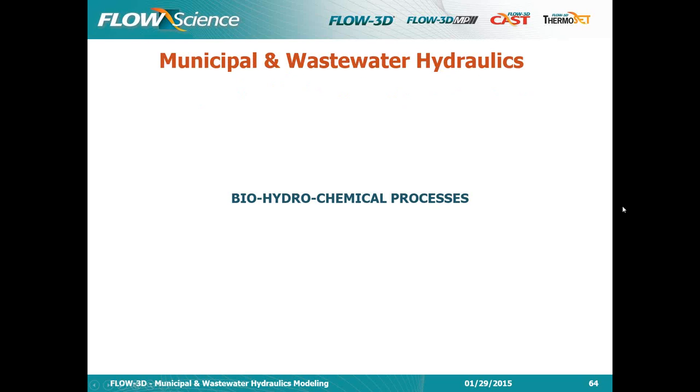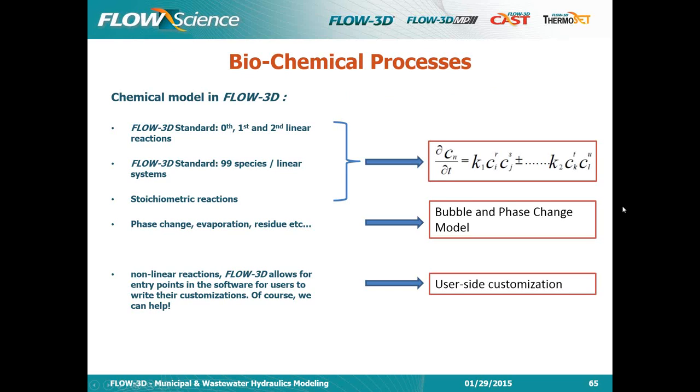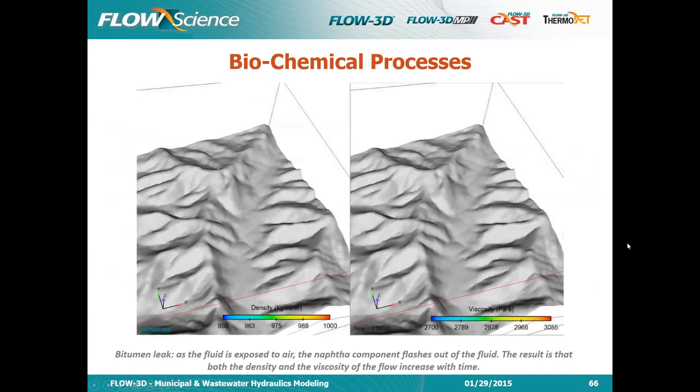And then I have a few minutes left, so I'm going to go to the biochemical side of things. We have standard models in Flow3D which are, well, they're okay, but they are limited. We resolve first and second order linear systems. So we can have up to 99 species, and this is really the model equation that we have in our chemical model. A few other things we can do are phase change, evaporation, residue, and that's really a different model, the phase change model. And then for nonlinear reactions, what we have are entry points in the software for users to write their own customization. And that's been done, and I'll show you a little bit of that.